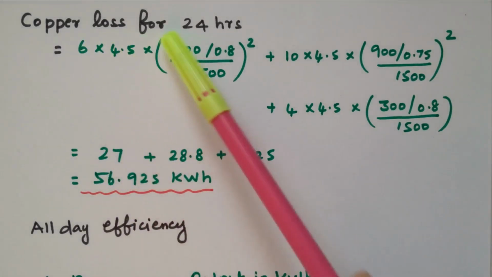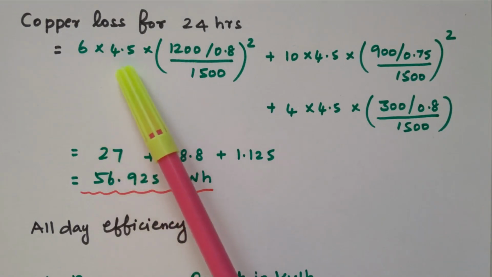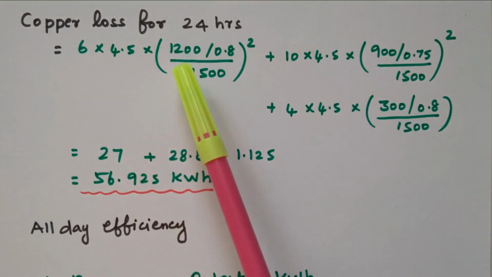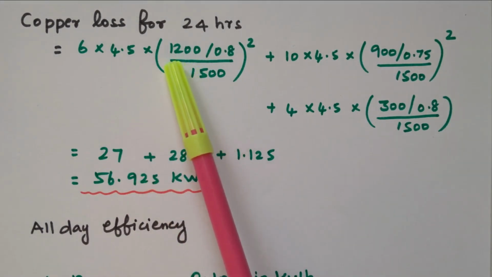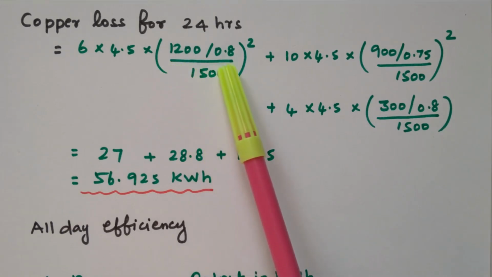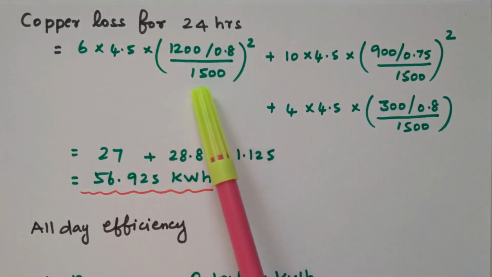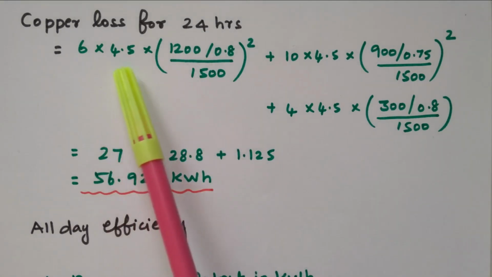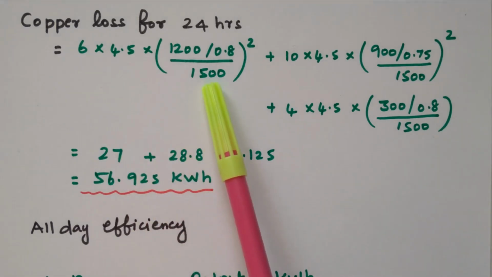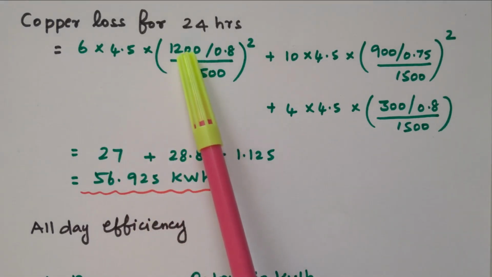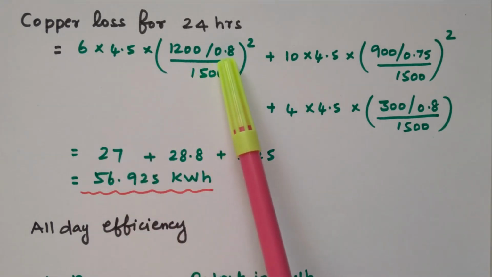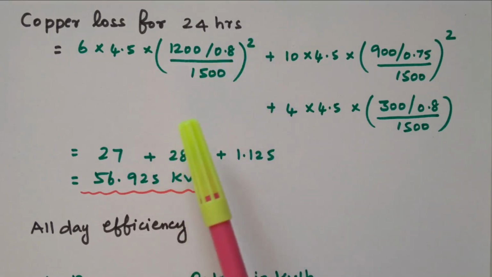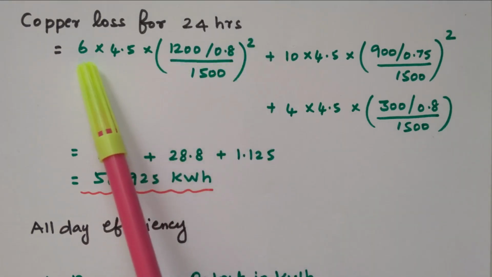So the copper loss for 24 hours: for the first 6 hours, it is 6 into 4.5, which is the full load copper loss, multiplied by the square of the loaded kVA, 1200 divided by 0.8, divided by the actual kVA rating, 1500. The first term is the number of hours, then the full load copper loss, then the kVA rating given, and the load kVA is kilowatt divided by power factor, all squared. So we get the copper loss for these 6 hours.